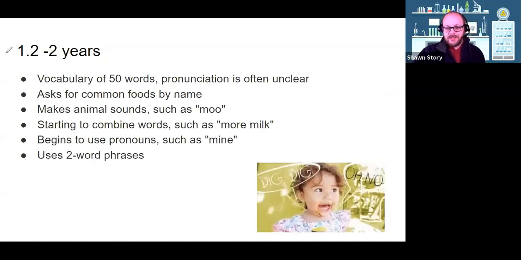So going on with language development, here we're up to 2 years old. We really start to see that vocabulary by the end of 2 years. They should have about 50 words, right? And this is interesting culturally. This varies from language to language and culture to culture. Maurice, you might be interested in this because bilingual babies do this a little bit differently.